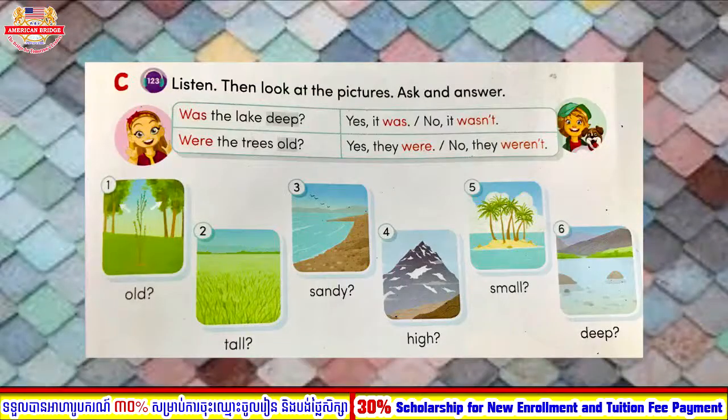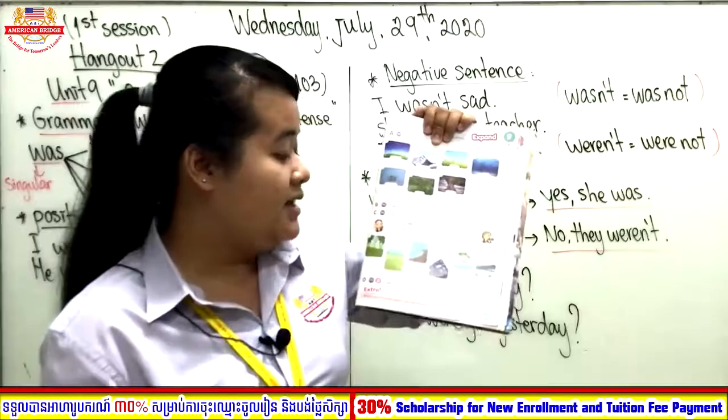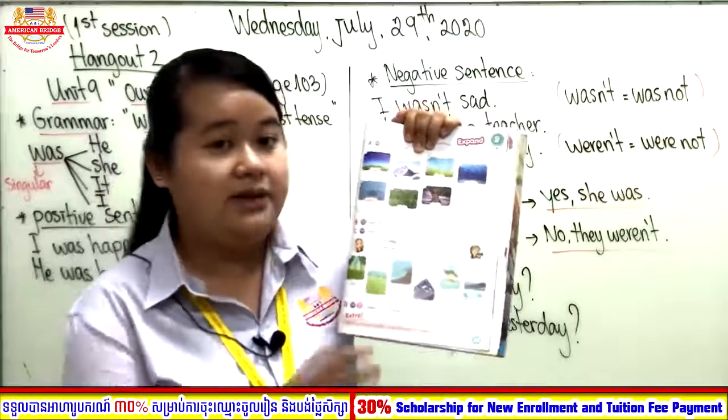C. Listen. Then look at the pictures. Ask and answer. Was the lake deep? Yes, it was. No, it wasn't. Were the trees old? Yes, they were. No, they weren't.